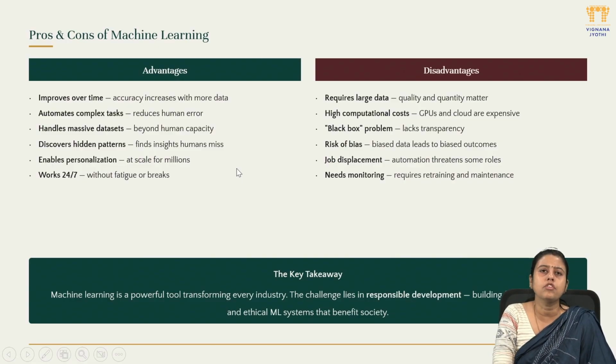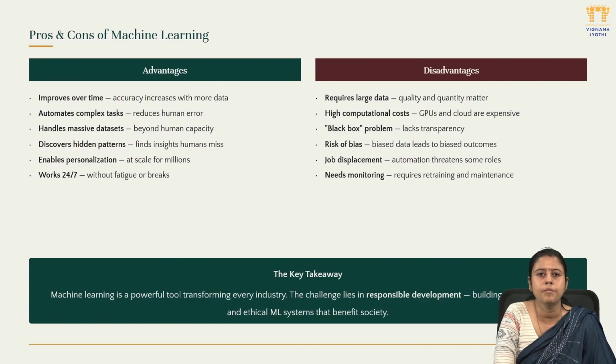So what are the pros or advantages of machine learning? It improves over time. It increases the accuracy of the system with more data. Complex data systems become automated. It reduces human error. It handles massive datasets beyond human capacity, and lots and lots of data is processed very fast. It discovers hidden patterns using unsupervised learning that humans miss. A human can miss a pattern, but unsupervised learning can find it in the dataset very fast.